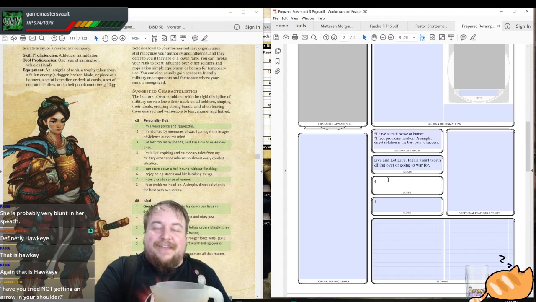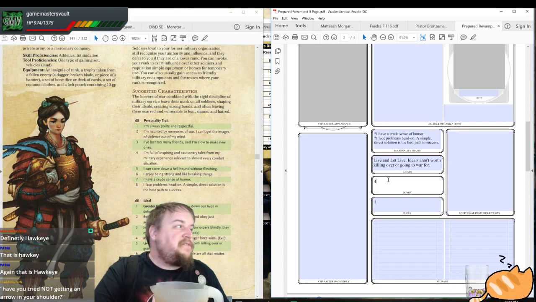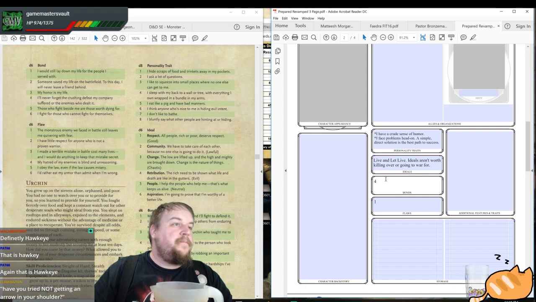Either that, or the guy who keeps coming back. She's like, you came in 10 times. Your 11th visit to the healer's tent is free. Her bond is 4.